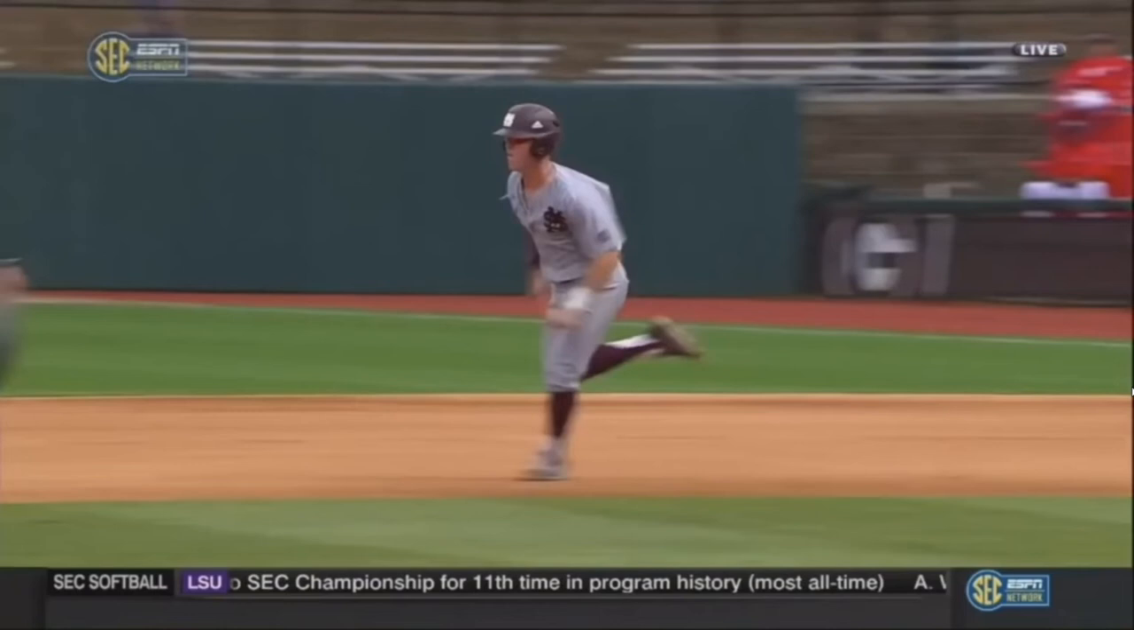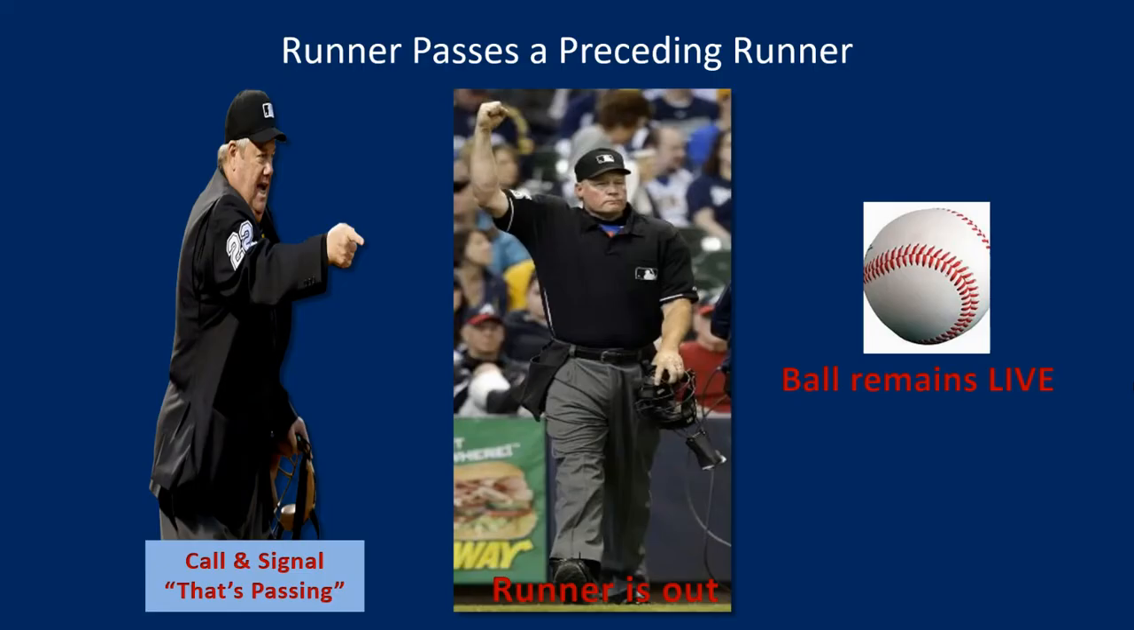If they'd thrown the ball to second or tagged this runner, he could have been put out. He was still in jeopardy because the ball remains live. The umpire will call and signal that's passing. The runner who did the passing is called out. In this example that I showed you, it was the batter runner, but any runner that does the passing is called out, and the ball remains live. So that is the rule about a runner passing a preceding runner.